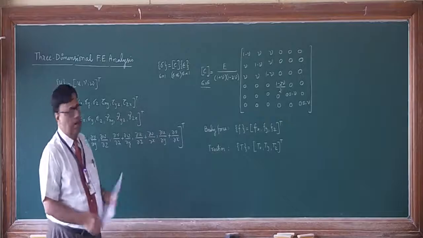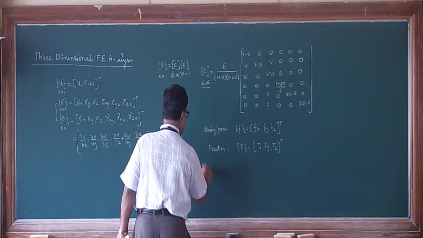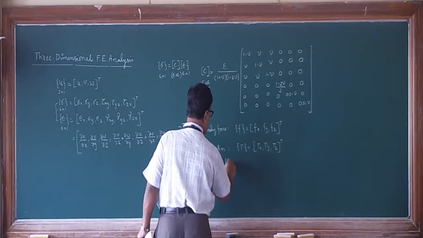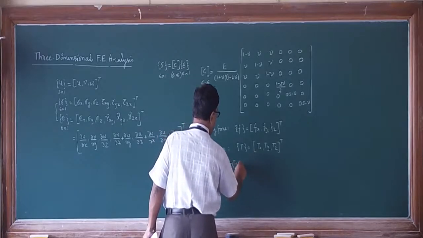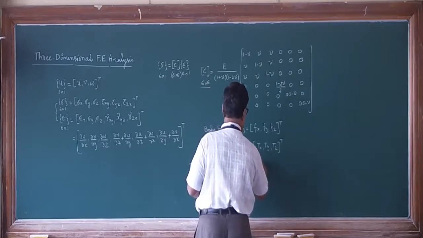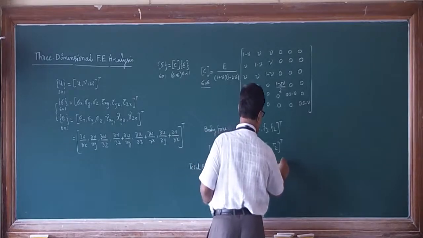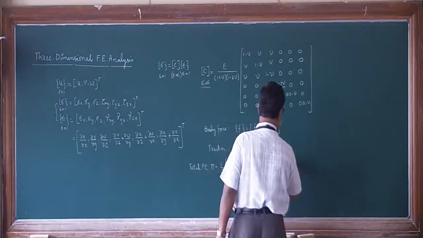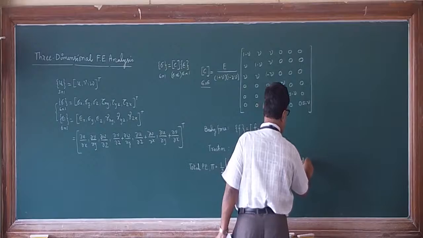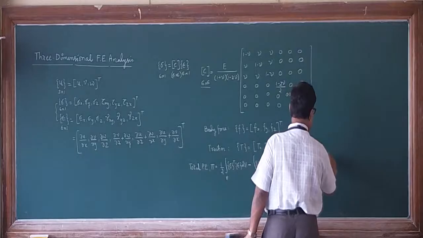And you already know the total potential energy in 3D. We are going to write that. Total potential energy pi is given by the strain energy, which is over the volume, sigma transpose epsilon dV, minus over the volume U transpose F dV, minus, as far as the traction is concerned, over the area, U transpose T dS, minus summation i, Ui transpose Pi.